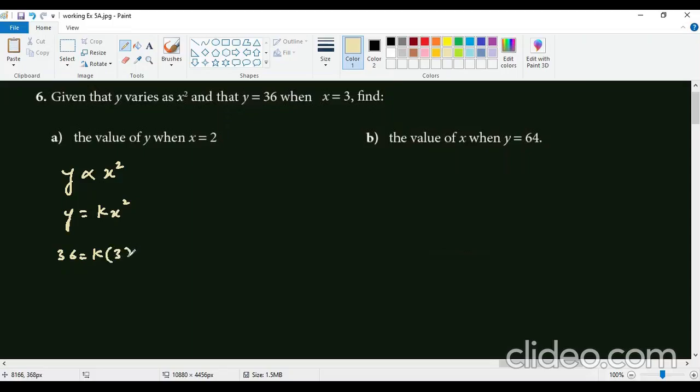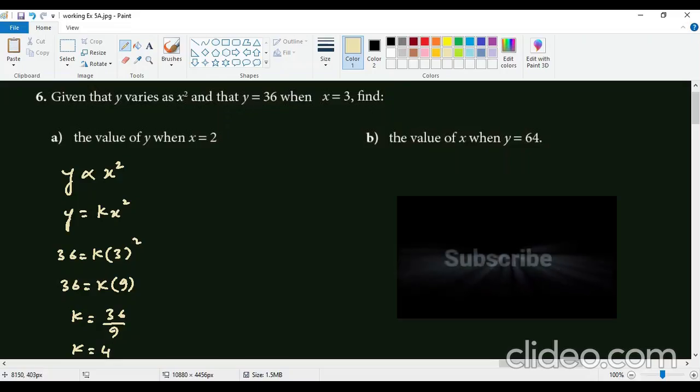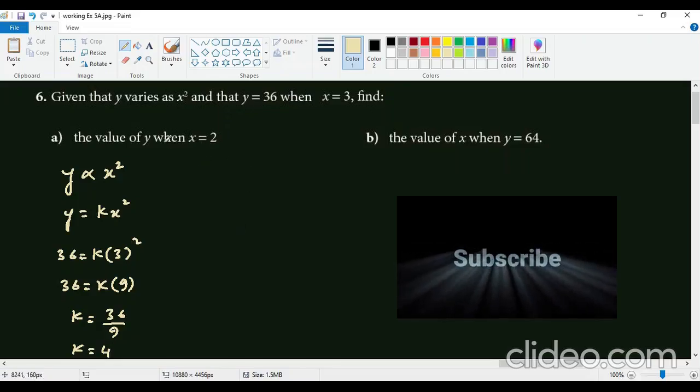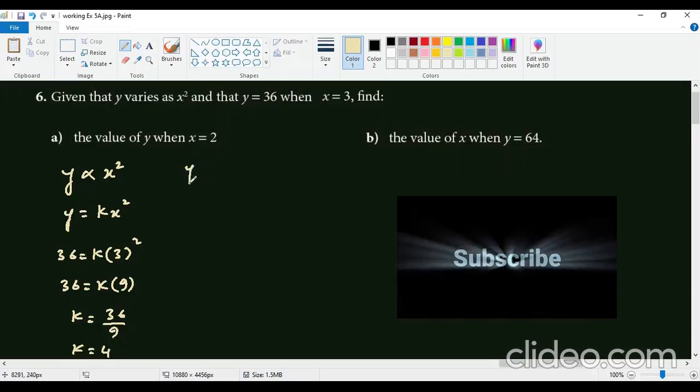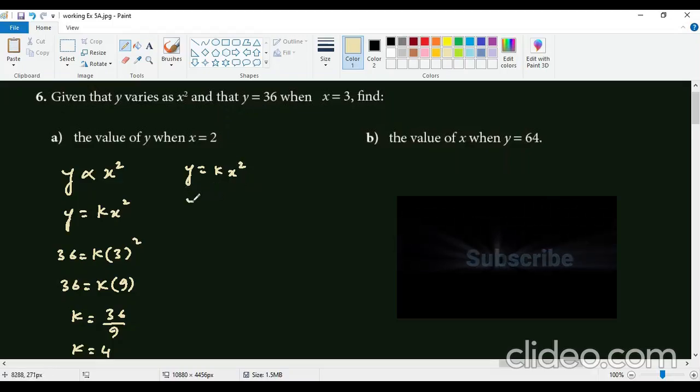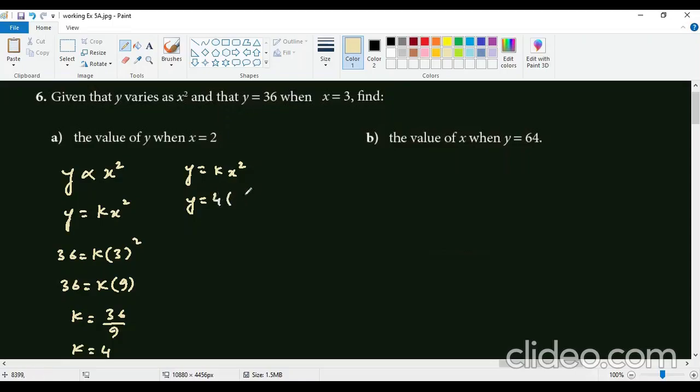That means 3 square. That also means that 36 equals k times 9. Now k is going to be equal to 36 over 9. So that means the value of k is 4. The constant is 4. Now we need to find the value of y when x is 2. Same formula we'll use. Y equals kx square, and we need to find the value of y. K is 4 and x square means 2 square. So y is going to be equal to 4 times 4. So the answer of y is going to be 16.